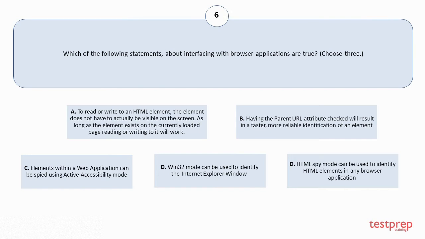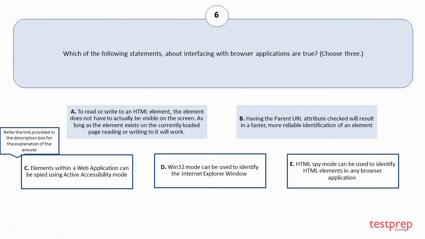C. Elements within a web application can be spied using Active Accessibility mode. D. Win32 mode can be used to identify the Internet Explorer window. E. HTML spy mode can be used to identify HTML elements in any browser application. The correct answers are option C, D, and E.